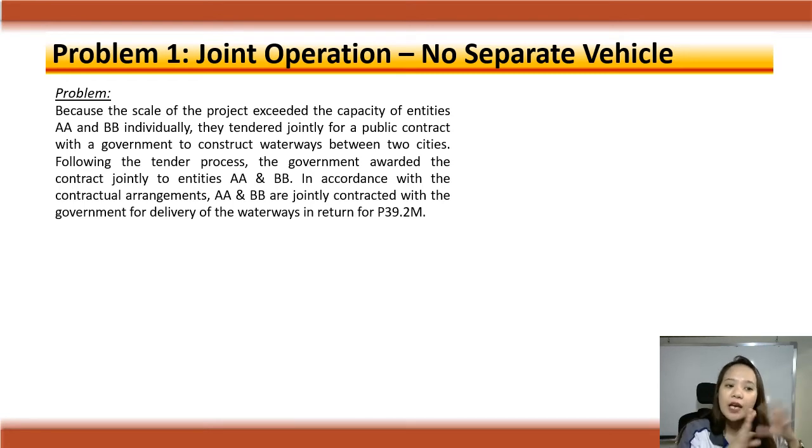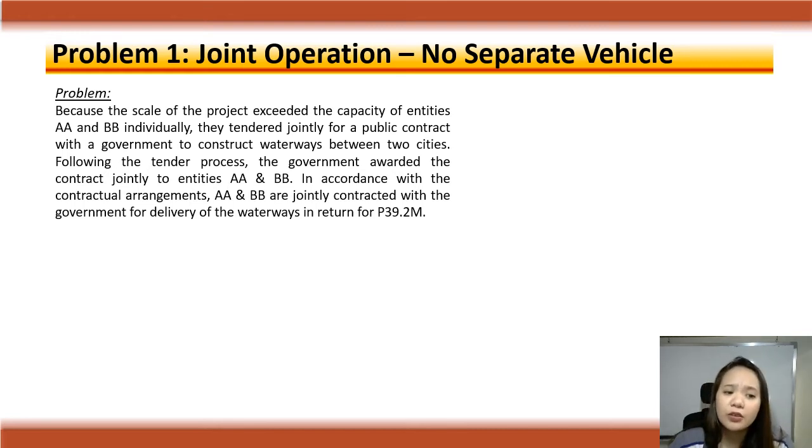So nag-form sila ng contract to enter into a joint venture. Okay? They tendered jointly for a public contract with the government to construct waterways between two cities. Kasi minsan, lalo na kapag government projects, malalaki yung capacity na kailangan mo. So, possibly, hindi siya kayang i-fulfill ng isang party. So, pwede kang mag-enter into another entity to fulfill that whole obligation.